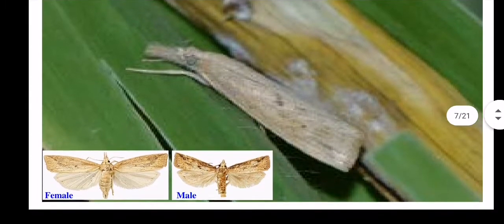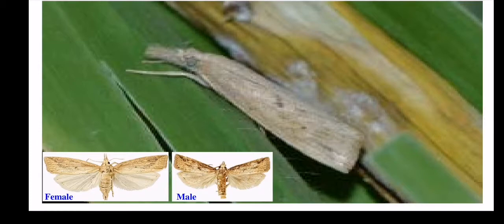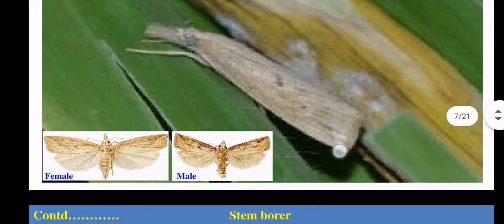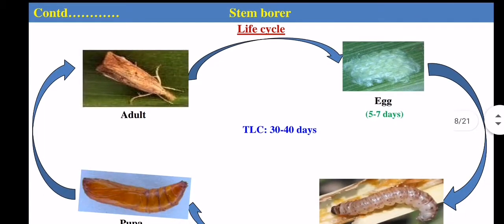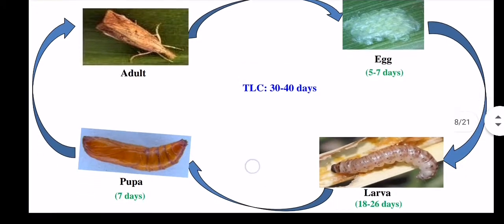This is the adult identification. You can easily identify the male and female on the crop. And if we talk about the life cycle, the total life cycle of the stem borer is completed in 13 to 14 days, and the eggs transform into larvae.